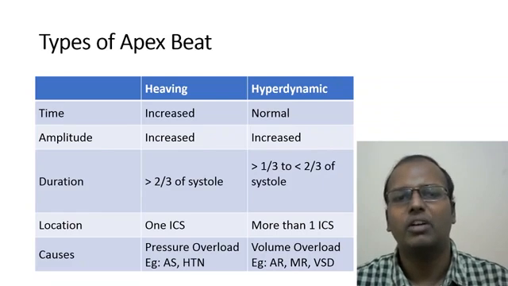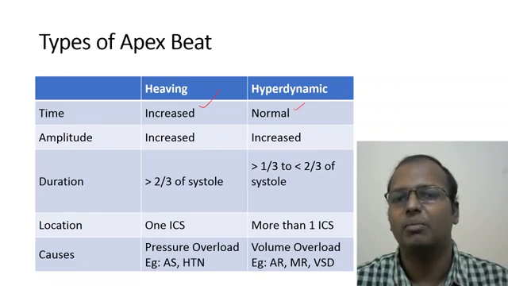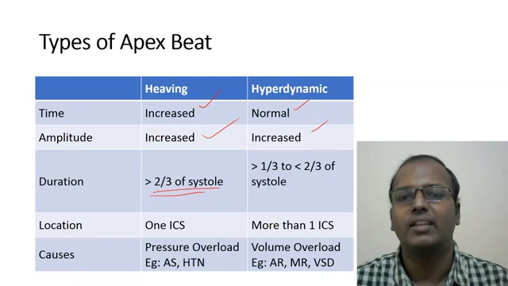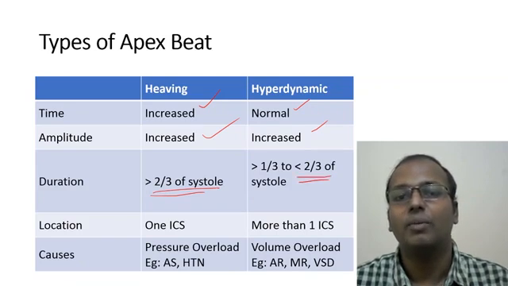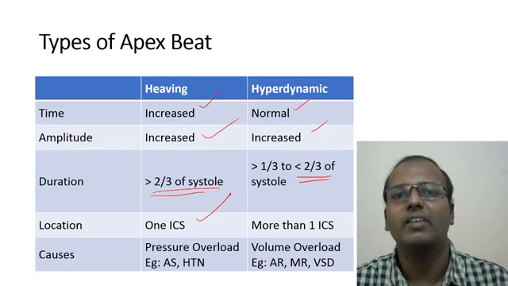Heaving and hyperdynamic, what is the significance? In heaving, the duration is increased, that is, it hits for an increased duration, whereas in hyperdynamic it is normal duration. Amplitude is increased in both. In heaving the duration is more than 2/3 of the systole, whereas in hyperdynamic it is less than 2/3 of the systole. Heaving occupies only one intercostal space, whereas hyperdynamic occupies more than one intercostal space.